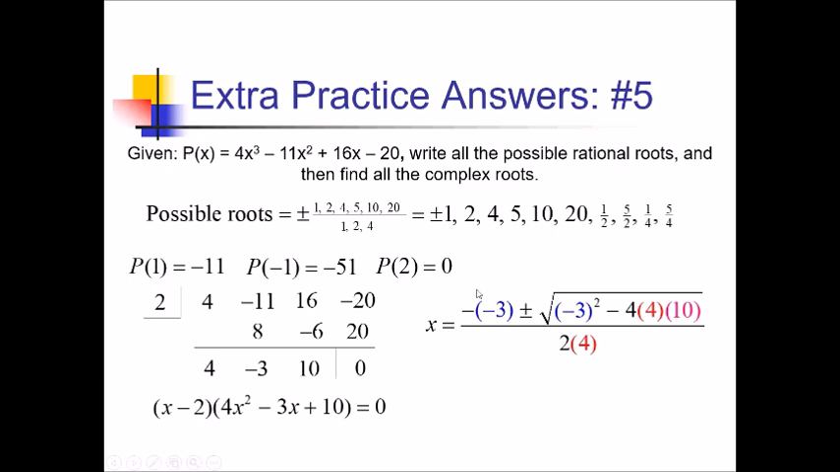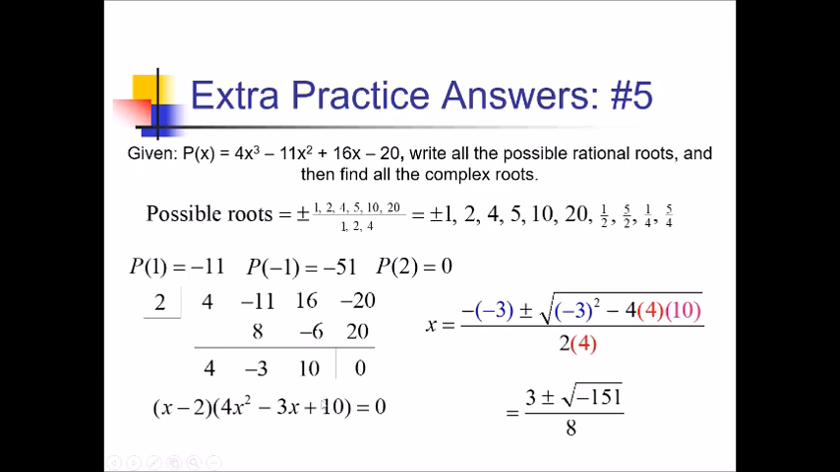Simplifying this a bit, this is going to be positive 3 out here. Inside the radical, I've got 9 minus 160. So that's negative 151 inside the square root, plus or minus that. And then down below, we've got 8. So I'm almost ready to actually simplify this. I only have one more step to simplify it.